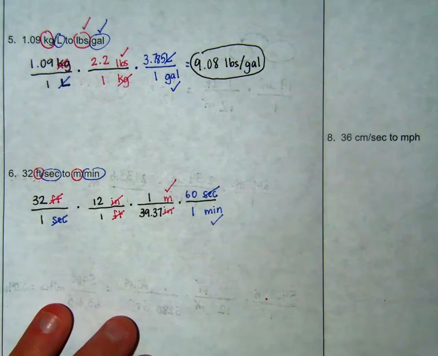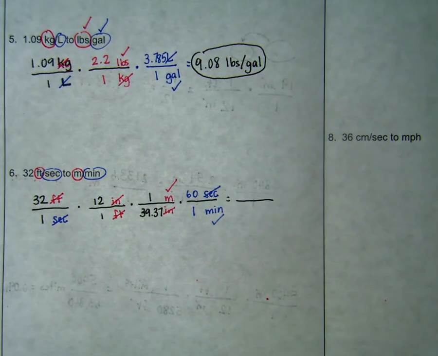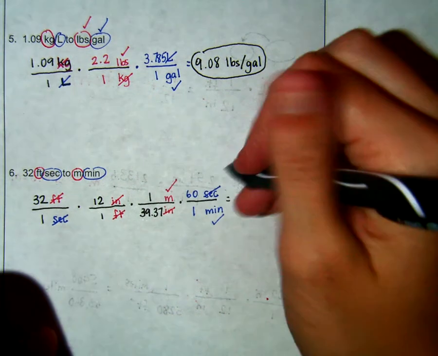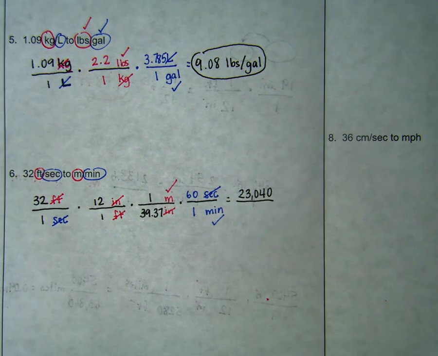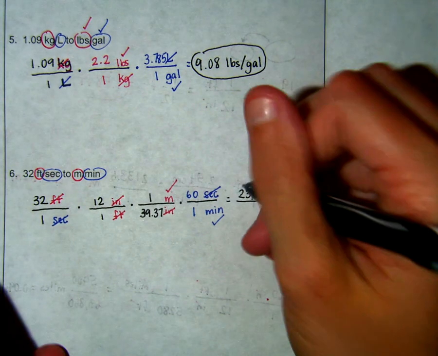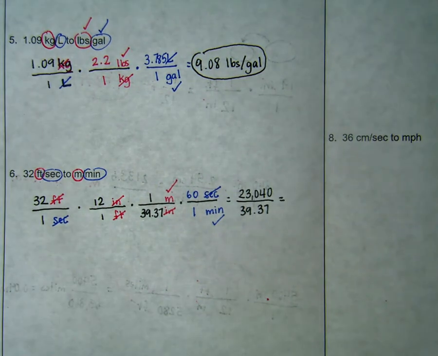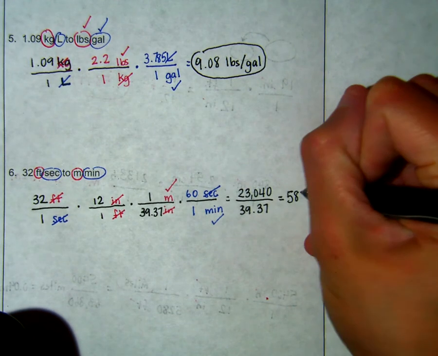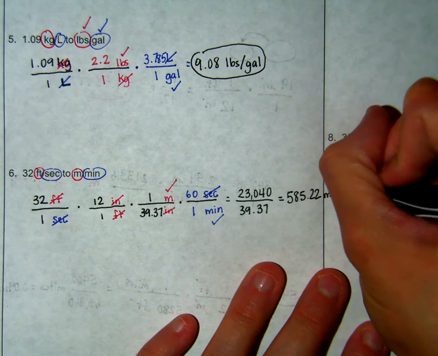Okay, now I'm going to multiply straight across. 32 times 12 times 60 times 1 is 23,040. And 1 times 39.37 times 1 is 39.37. Now let's divide. .22 meters per minute.